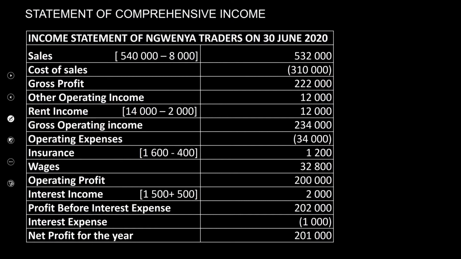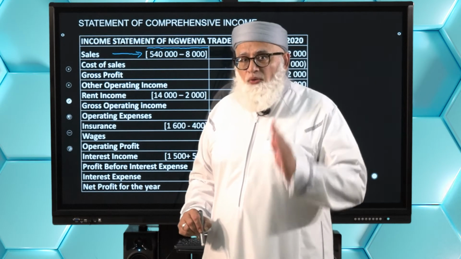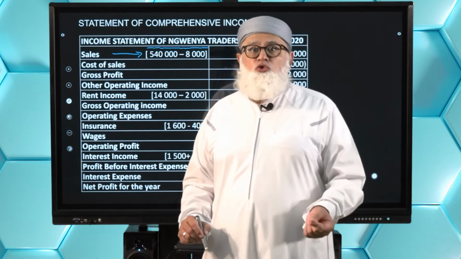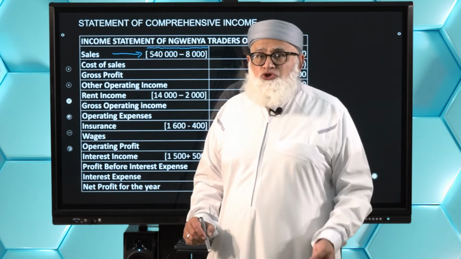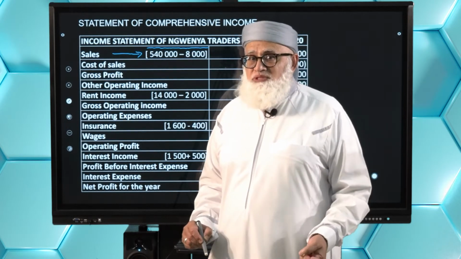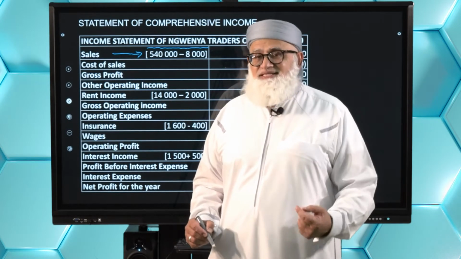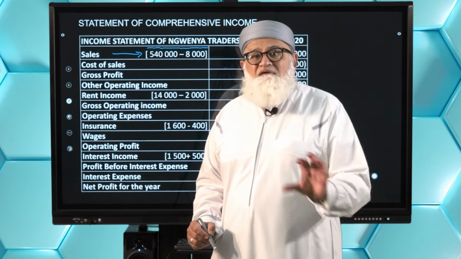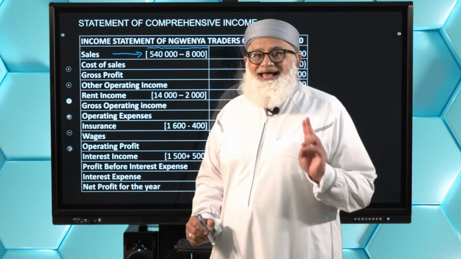We start off with our sales, and notice what we've done for you here. We've actually shown you a calculation in brackets, right? And that's one of the first things that you must do. Whenever you are working with a question on the statement of comprehensive income, you will not be told what to do with regards to this particular adjustment. And I'm referring here to your debtors allowances.